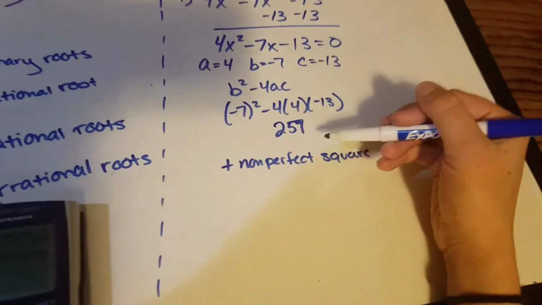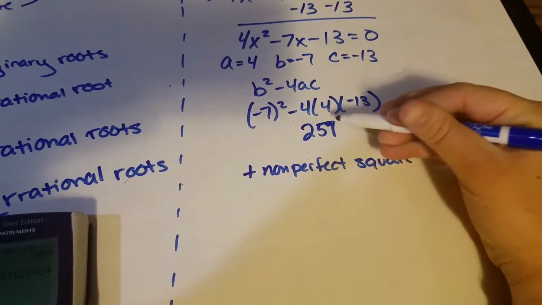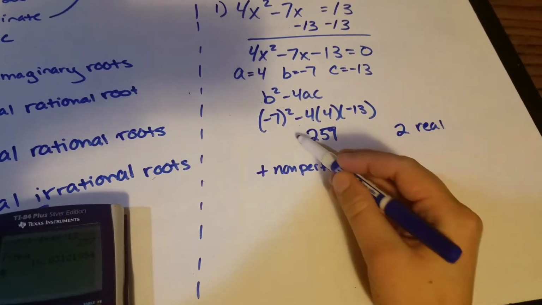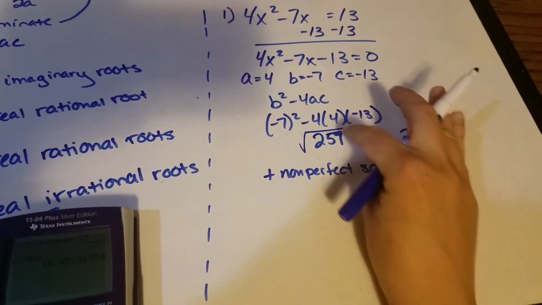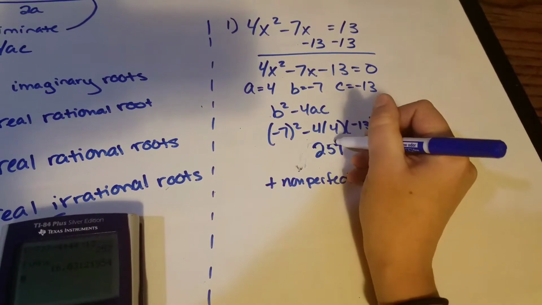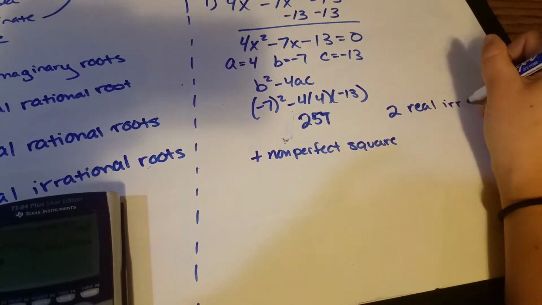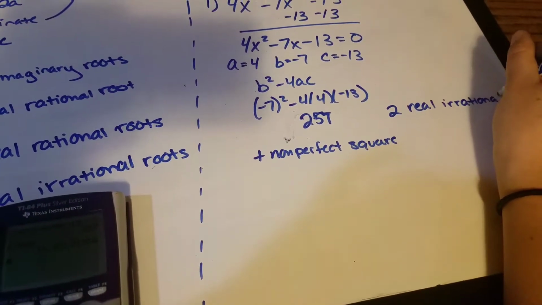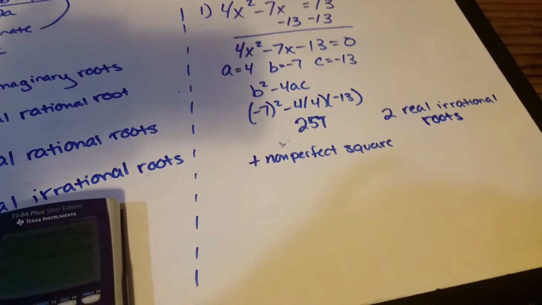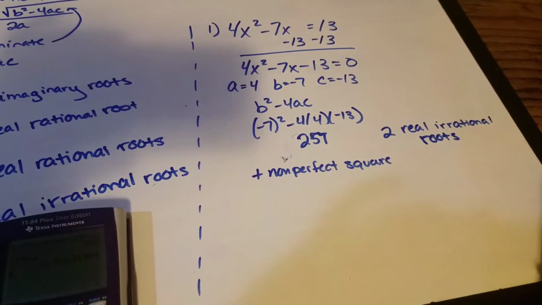So when I take the square root of it, I'm going to get 2 answers. They are going to be real because, again, we have a positive number. They are going to have the square root of something left over, even though that's not technically part of our discriminant. That's what decides what kind of roots we get. So we're going to have a square root left over, so that's going to give us irrational. So we're going to have 2 real irrational roots. If we plugged in the formula, we could figure those out, but we don't need to do that.